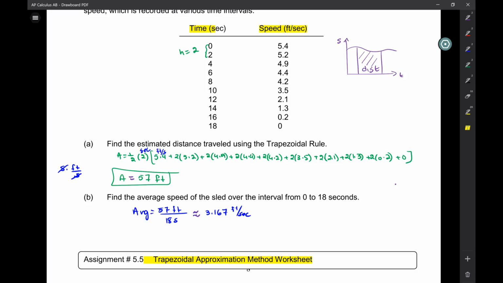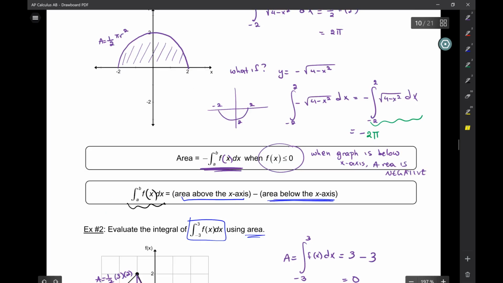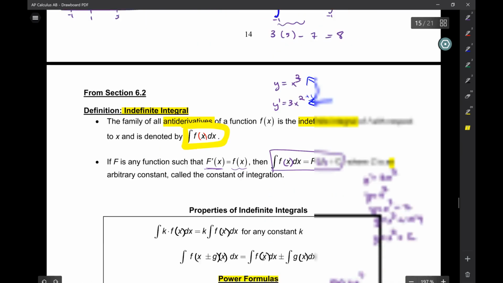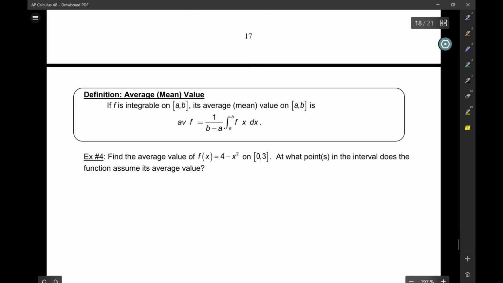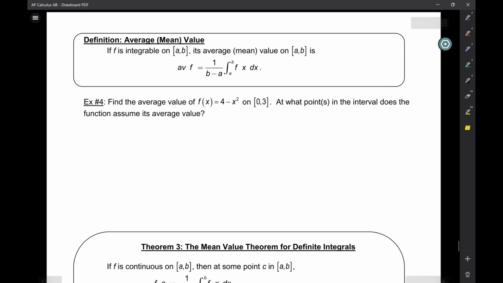So we're going to use what we have here to find average value. Remember, that was area divided by the length of the interval. And when we go here, we're going to do the same thing.